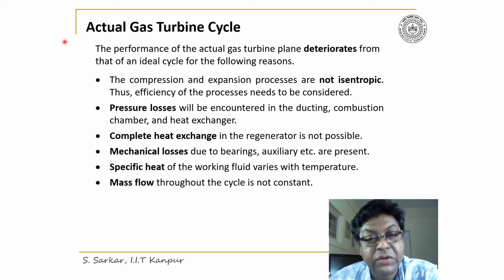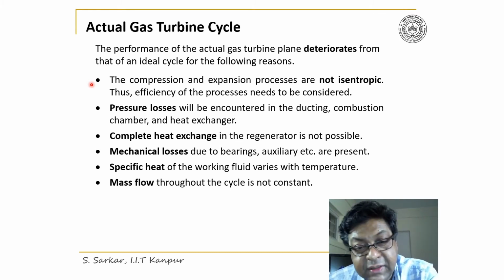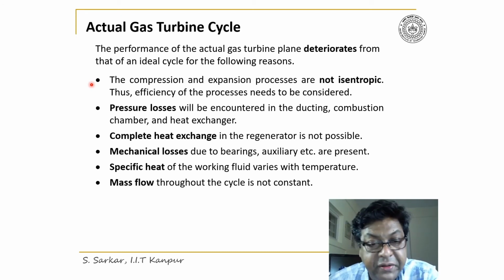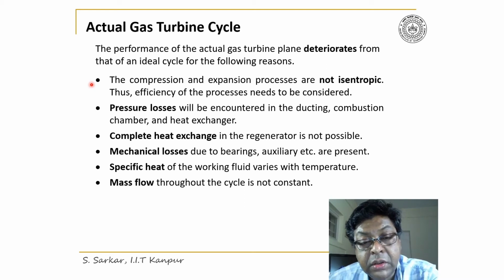Let us consider now the actual gas turbine cycle. The performance of the actual gas turbine cycle deteriorates from an ideal cycle for the following reasons. The first point is that the compression and expansion processes are not isentropic. Thus, the efficiency of the compressor and the turbine must be considered here. Furthermore, pressure losses will be encountered in ducts, combustion chamber, and heat exchanger.